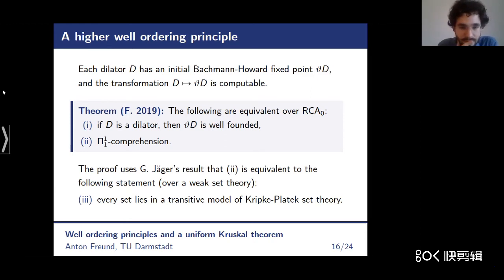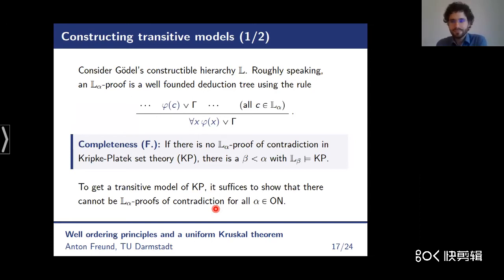So in order to show that 1 implies 2, it's now enough to show that 1 implies 3. So somehow out of this statement about the preservation of well-foundedness, we now have to pull out these transitive models of a certain set theory. And I want to briefly explain how this works. Namely, the idea is to look at something that's yet more general than omega proofs. And for this generalization, I want to look at Gödel's constructible hierarchy of definable sets L.